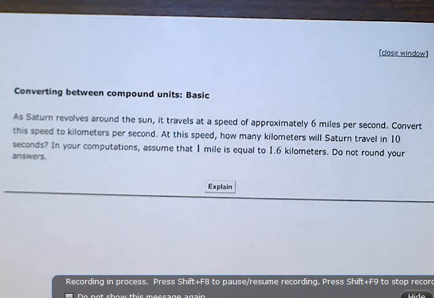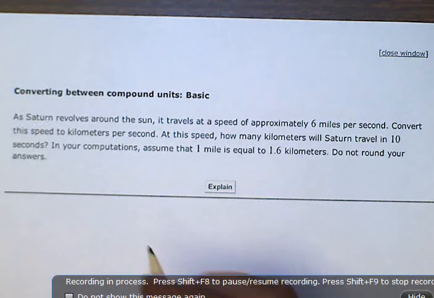Converting between compound units, basic. As Saturn revolves around the Sun, it travels at a speed of approximately 6 miles per second. Convert this speed to kilometers per second. At this speed, how many kilometers will Saturn travel in 10 seconds? In your computations, assume that 1 mile is equal to 1.6 kilometers. Do not round your answers.